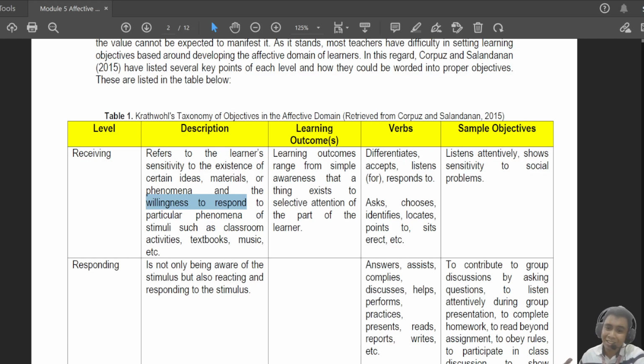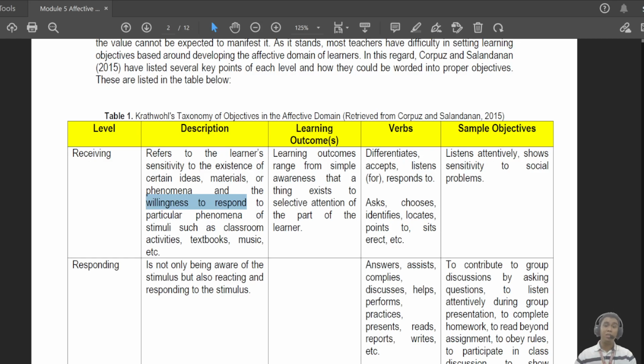So the people who deny this happened, it means they did not reach the level of receiving. Because what? Because they deny it. They denied something that historically happened. So, what are the sample objectives or the verbs used here? Your verbs here are differentiate, accepts, listens, responds to, asks, chooses, identifies, etc. And the sample objective given by Corpuz and Salandanan is this: listens attentively, shows sensitivity to social problems.